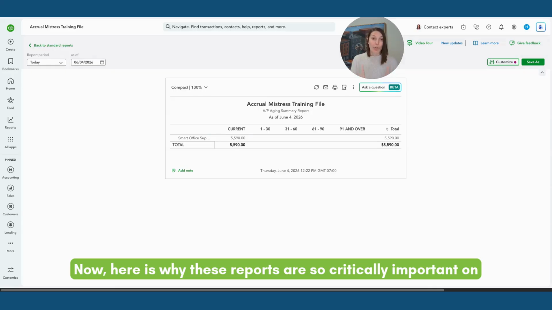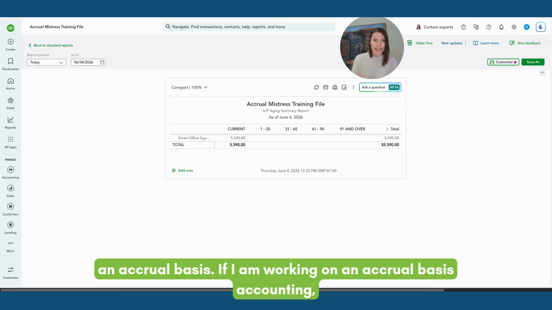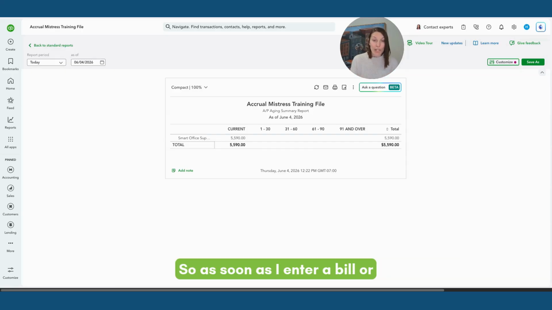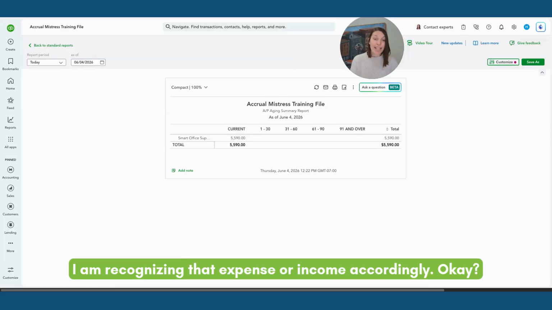Here is why these reports are so critically important on an accrual basis. If I am working on accrual basis accounting, that means that I am recognizing expenses and income as soon as those transactions are recorded on my books. So as soon as I enter a bill or as soon as I send an invoice, I am recognizing that expense or income accordingly, okay?